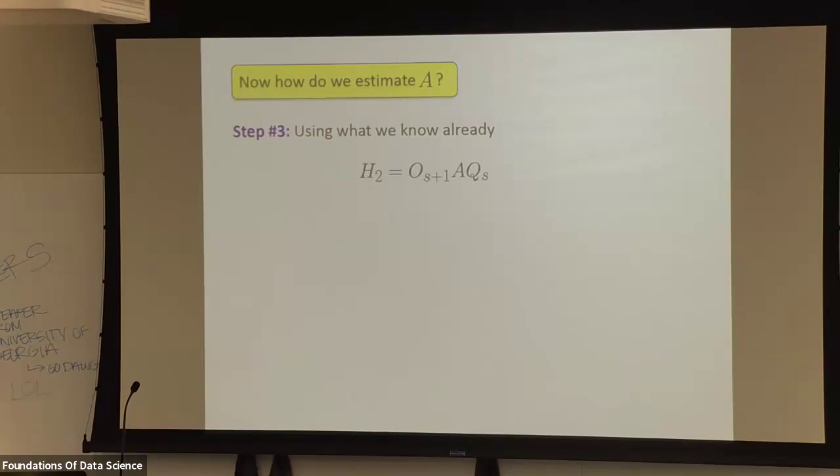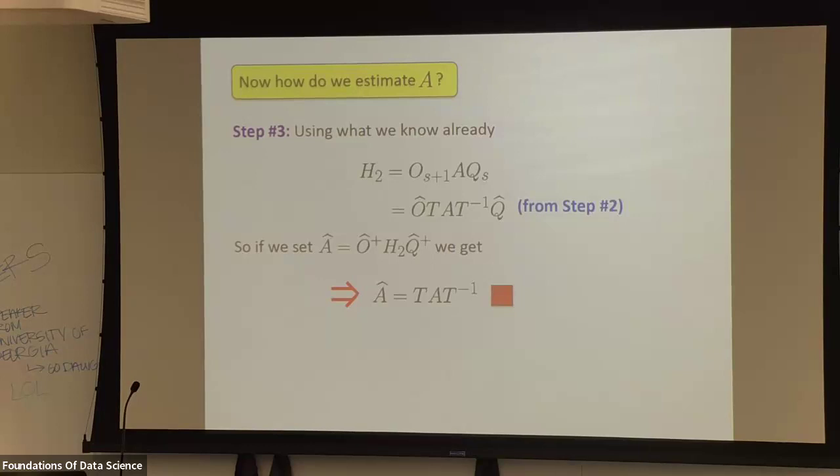So what I can do is I can take H2. That always had at least one power of A, so it's O times A times Q. And now when I use what I knew from step 2, that O is related to O hat, Q is related to Q hat, up to this transformation by T, I can left and right multiply by the pseudo inverses. And what that does is it strips off the O hat and Q hat. That gives me A hat up to the same similarity transform, up to conjugation with T.